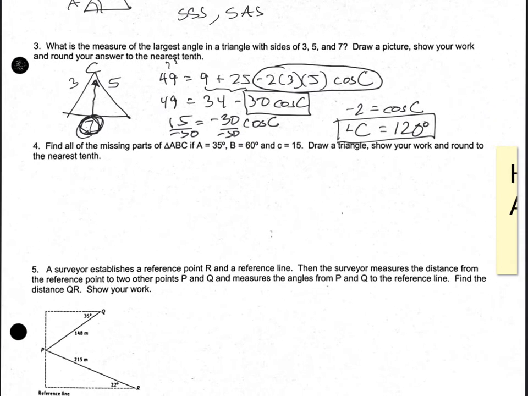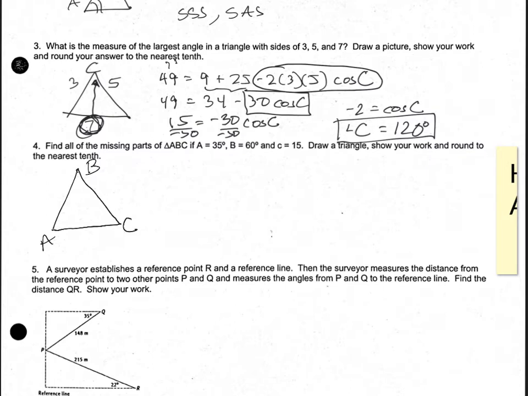Okay, find all the missing parts. All right, let's see what we got. So again, when you draw a triangle, it doesn't matter how you draw it. I have a tendency to draw mine equilateral, and it doesn't matter how you label this. You cannot label a triangle incorrectly.